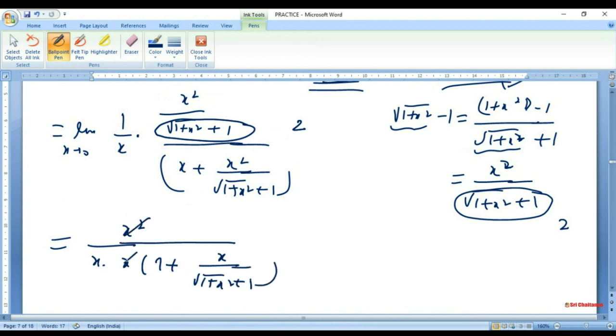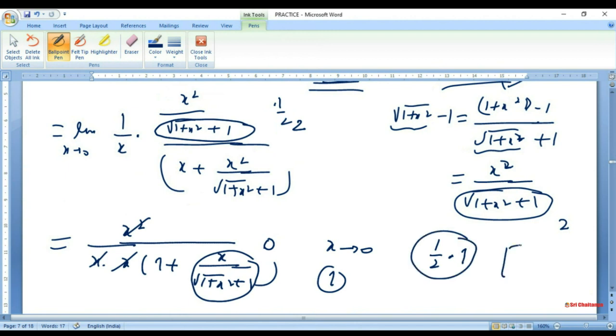Now this x squared goes off. When you put x tends to 0, this becomes 0 upon 2. So this becomes 0, not 0 by 0. This becomes just 0. This is 1 plus 0. So you get here exactly 1. And here you have got 1 over 2. This 2 was down, 1 over 2. So your answer becomes 1 over 2 times 1. So your final answer becomes 1 over 2.